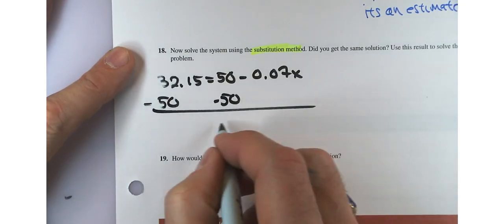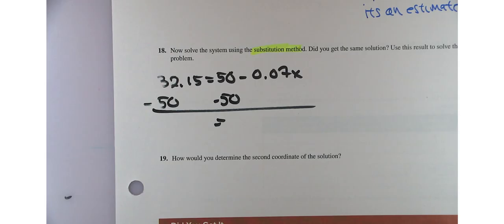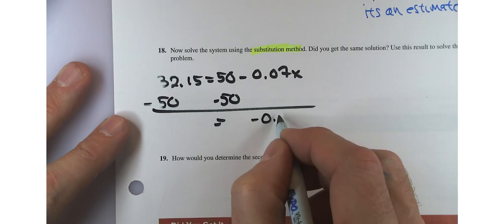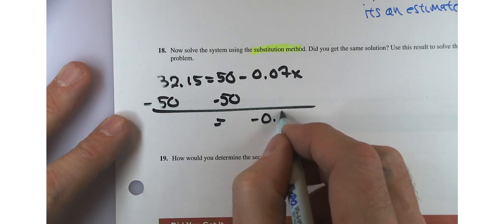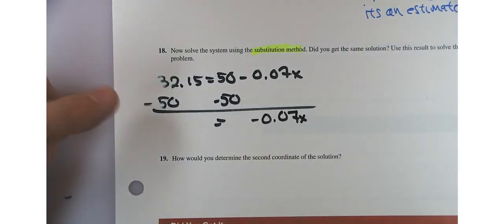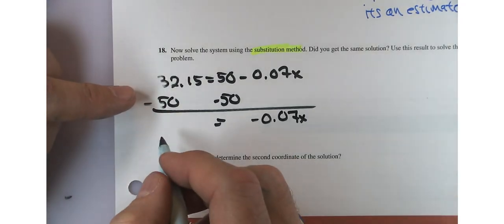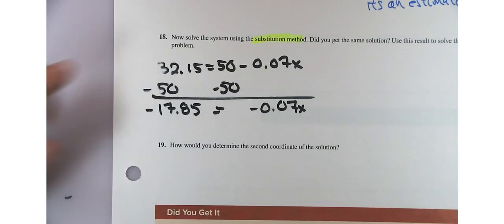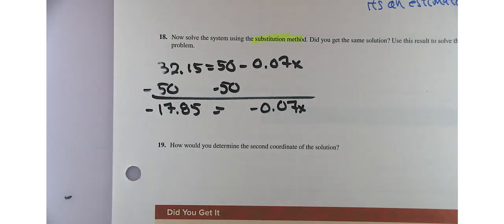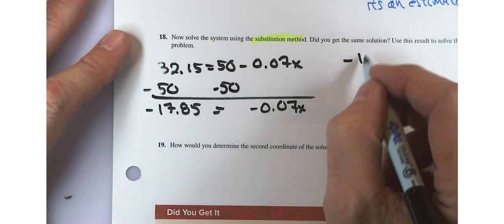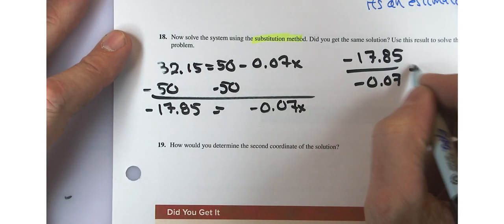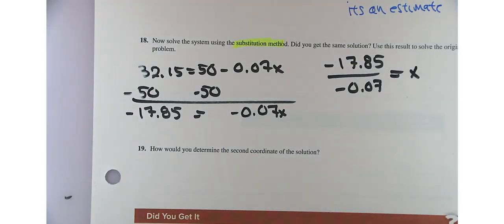On the right-hand side, Emma, what's left? You just have negative 0.07x. Yeah, negative 0.07x. On the left-hand side, you're going to have what? Negative 17.85. Looking better. Marley, what should we finish up with, please? Dividing by negative 0.07. Good. So 17.85 divided by negative 0.07 equals x. Now, when you do this on your calculator, save yourself a little step.